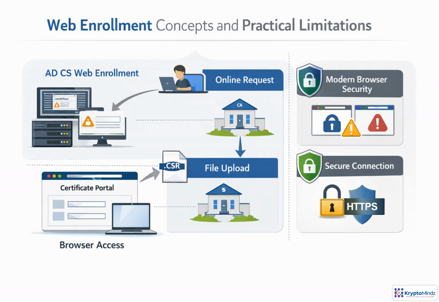Web enrollment works like a certificate self-service portal. Users open a browser, authenticate, and either generate a new request online or upload a CSR file they created elsewhere. The web enrollment site forwards that request to the enterprise CA and returns the issued certificate for download. Since this feature is older, modern browsers may block or limit some functionality, so always require HTTPS, strong authentication, and tightly control who can access the site.